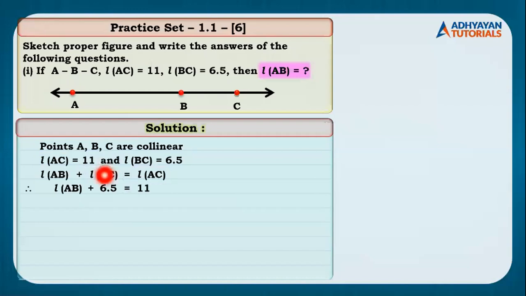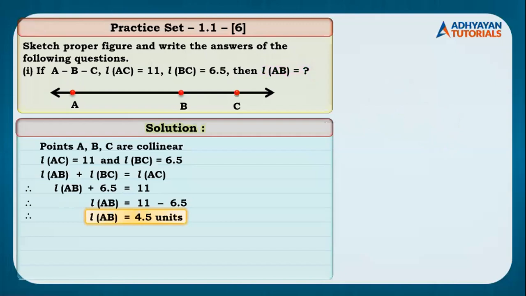The 6.5, children, will go on the right hand side and plus 6.5 will become, perfect, minus 6.5. So what is 11 minus 6.5? I want you all to calculate and let me know what the answer is. Right, the answer is 4.5 units. Did everyone get the answer?